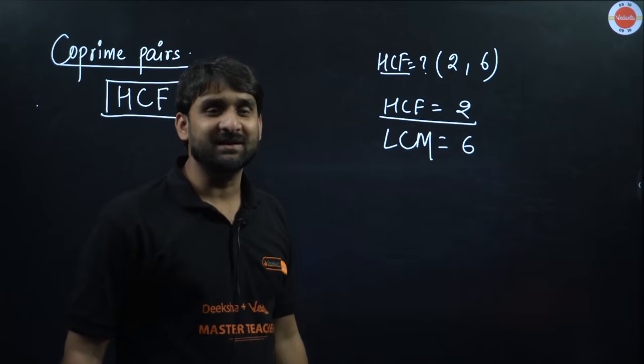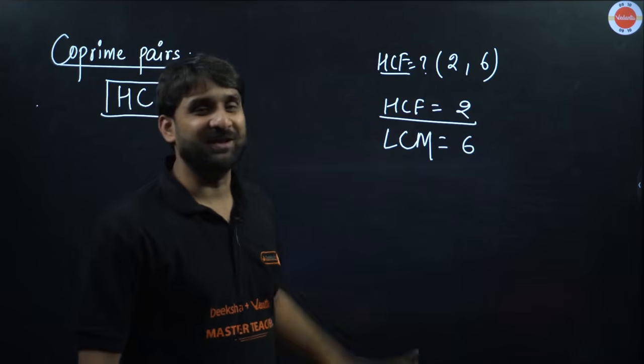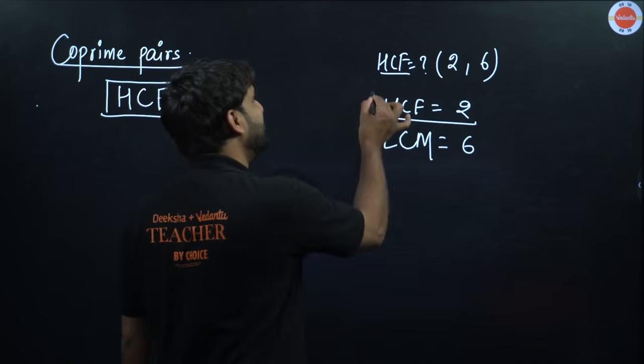So 6 will be the LCM, right? And HCF means this number can divide these two numbers. Are you getting my point? So this is the difference between HCF and LCM.